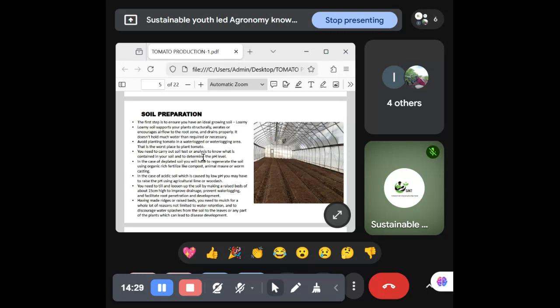The next thing on the list says you need to till and loosen up the soil by making a raised bed of about 15 centimeters high to improve drainage, prevent waterlogging, and facilitate root penetration and development. Very importantly, tilling and loosening of your soil, making of ridges or beds, so that when you finally transplant, the plant does not struggle to penetrate, so that you give the roots a good landing and encourage their development as well.